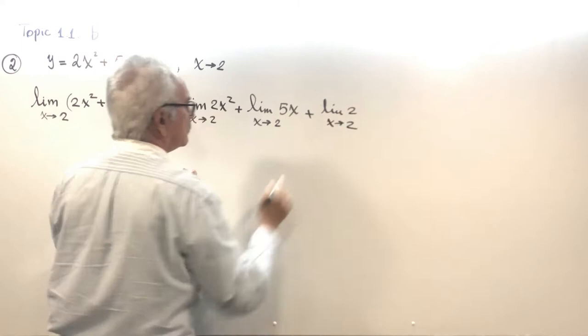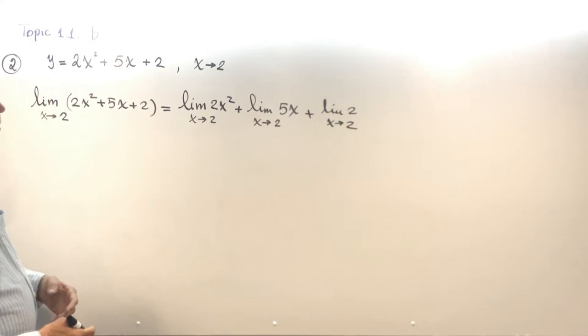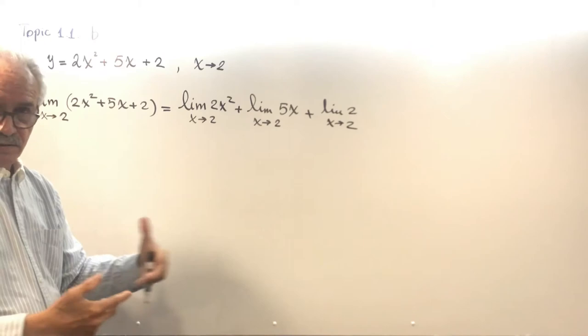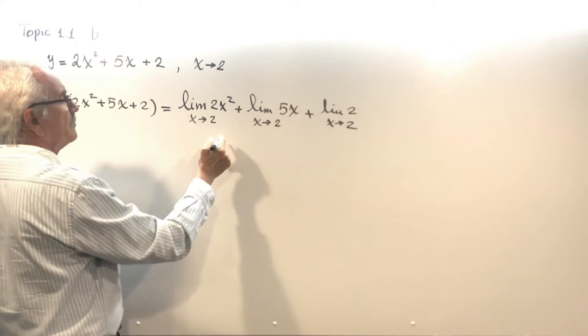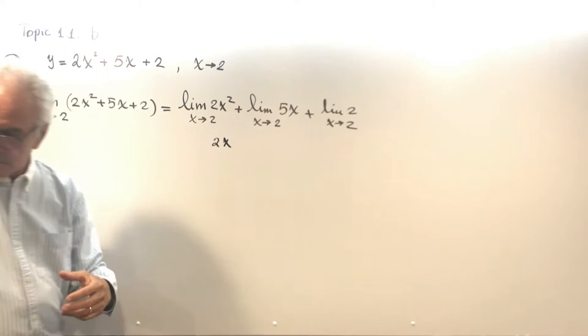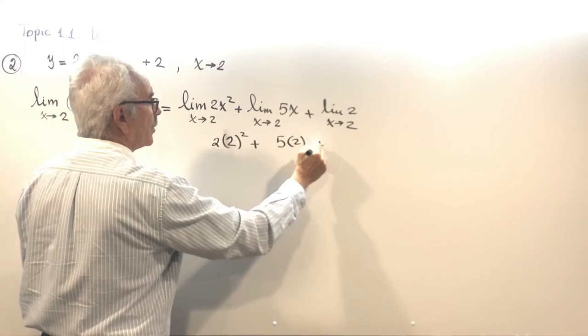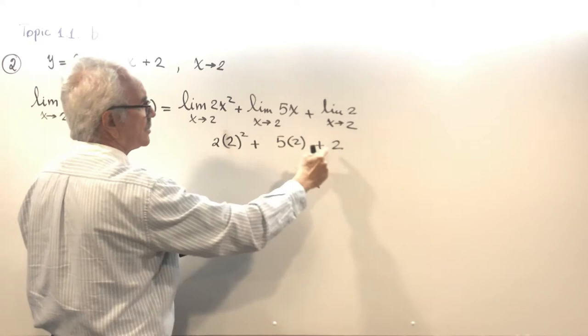Because this is a simple function, no own definition, we can solve the problem by plugging in x the value of 2. Even we could do here, but now we are reviewing the procedures. This is the correct procedure. So final solution can be, let's replace x: 2 squared plus 5 times 2 plus the constant. So 8 plus 10, 18 plus 2, 20. Very simple. We have a solution.